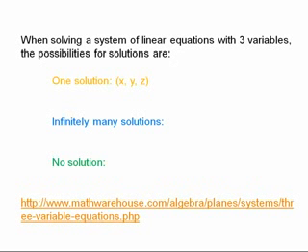All right, when solving a system of linear equations with 3 variables, you have 3 possibilities for solutions, just as you did before. When you get one solution, you get an ordered triple this time, x, y, z. You can also get infinitely many solutions or no solution. Again, there is a hyperlink here at the bottom that you can look at to see what those graphs in 3 dimensions look like, or you can simply look in your textbook for those graphs.